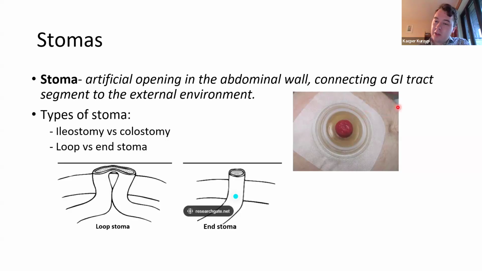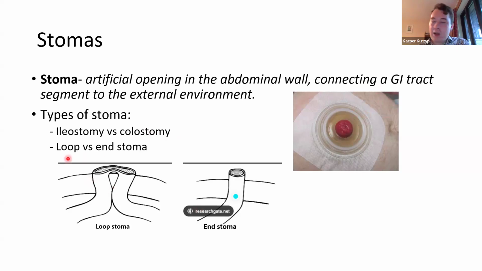Colostomy would tend to be on the left side of the abdomen and would be flush with the skin, as the well-formed stool that comes out of the colostomy is not as irritating to the skin.